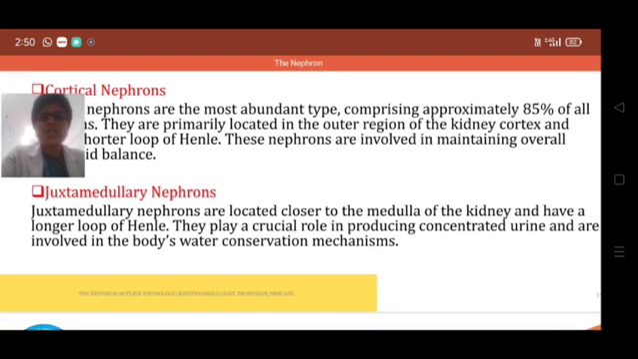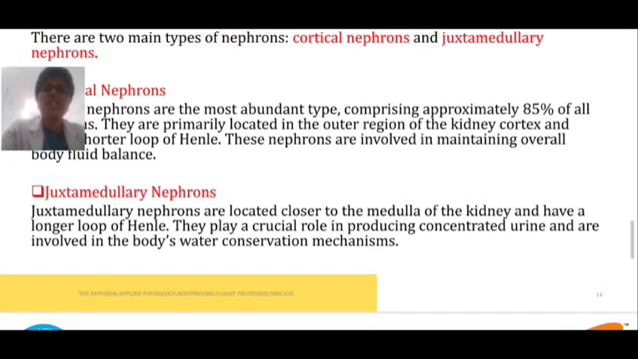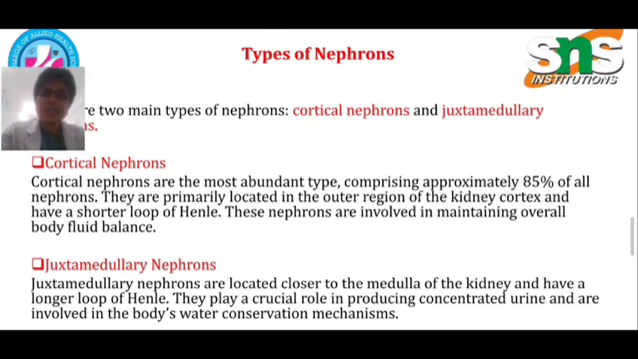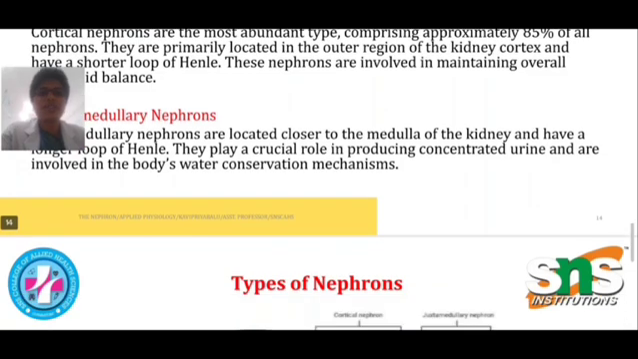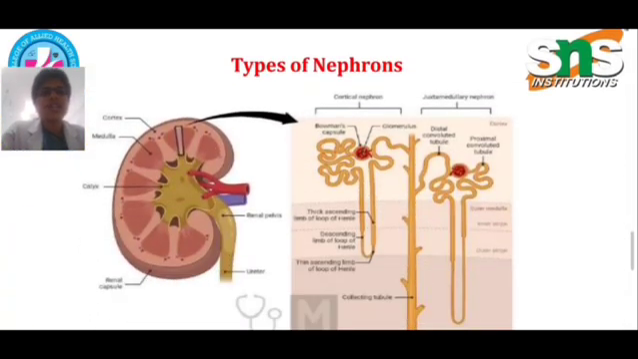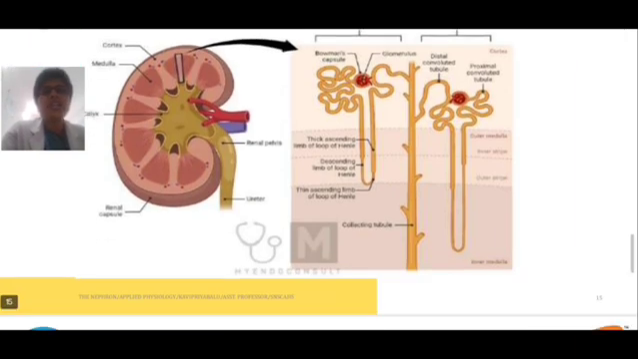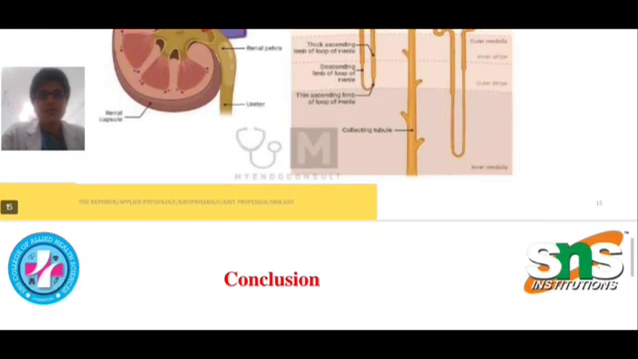Then the juxtamedullary nephrons are located closer to the medulla of the kidney and have a longer loop of Henle. So these also play an important role in producing concentrated urine, and are involved in body water conservation mechanisms. The types of nephrons are cortical nephron and juxtamedullary nephron. And see, this is the cortical nephron and the juxtamedullary nephron, which is important for concentrating urine.